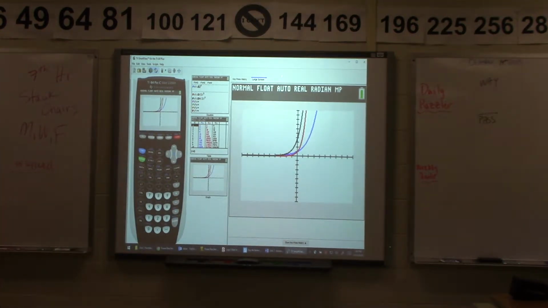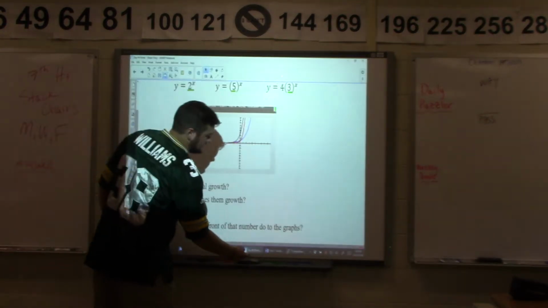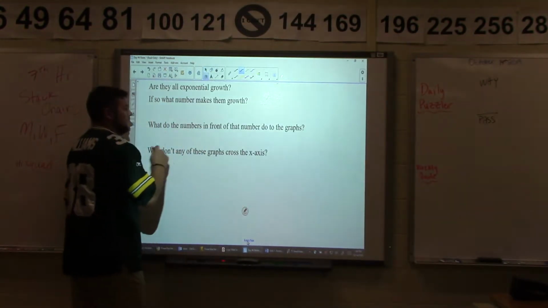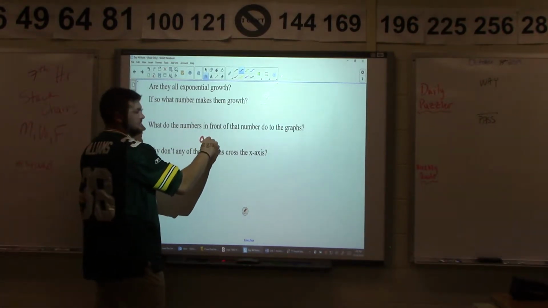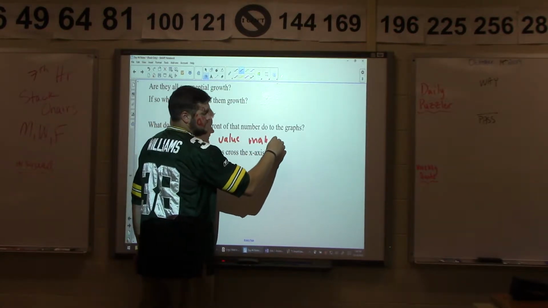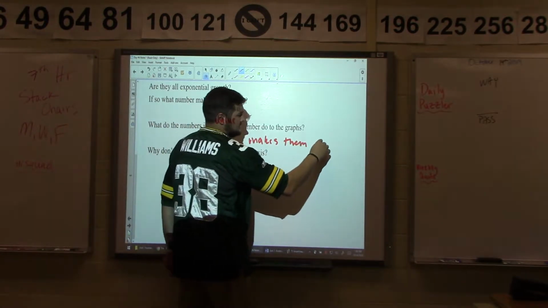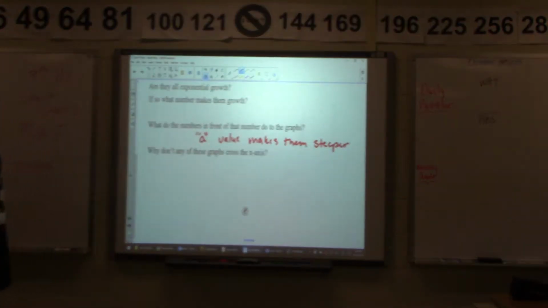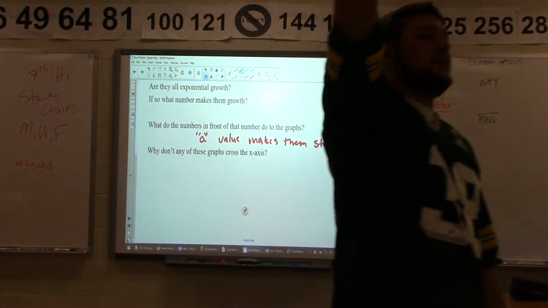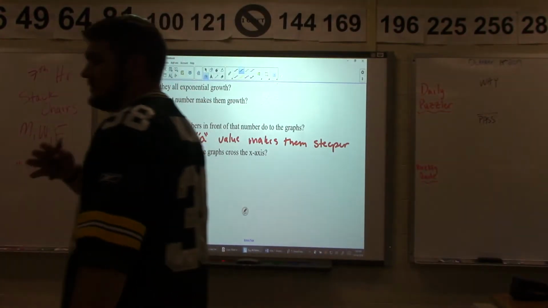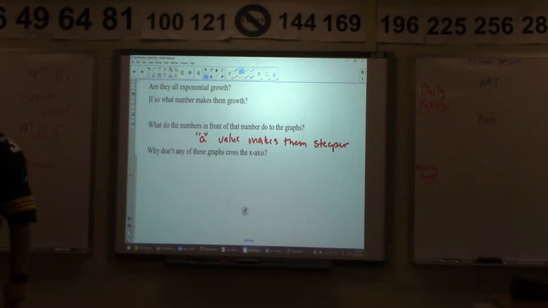What happens is the A value, and I'll write this down on mine too. What do the numbers in front of the graphs do? The A value makes them steeper. So the A value makes them steeper. Right? You'll notice that the 4 times 3 to the x graph goes up way quicker than the other two graphs. When we have A values in front, the bigger the A value, the steeper it's going to get.